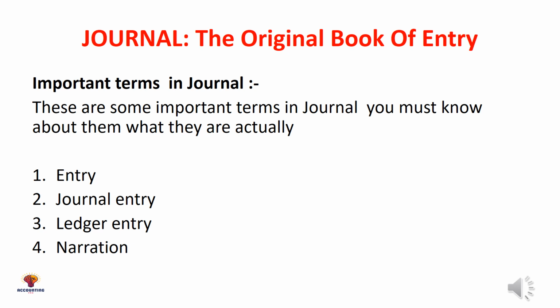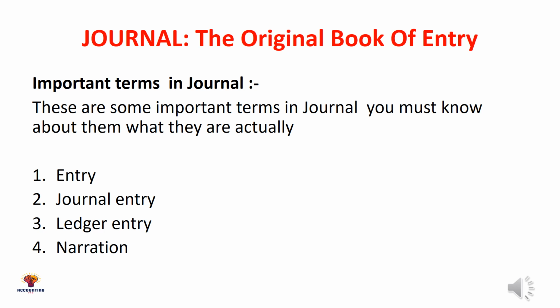Entry is basically recording a transaction in the appropriate place of the concerned book of account. Entry may be divided into two types. Number 1, journal entry. Recording a transaction in a journal is called journal entry or journalizing. And number 2, ledger entry. Recording a transaction from journal to the concerned account in ledger is called ledger entry. It is also known as ledger posting.